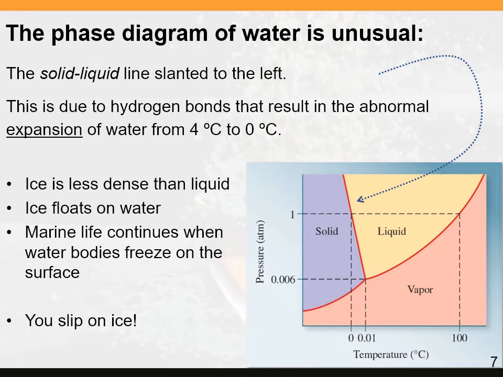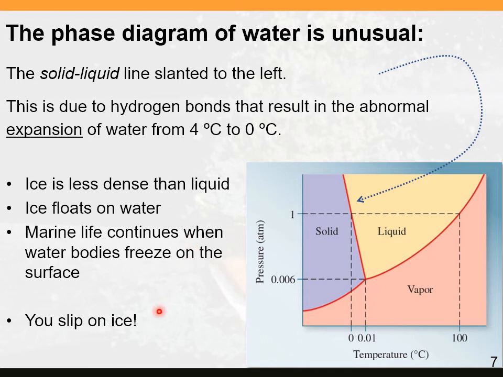The phase diagram of water is unusual because the solid-liquid boundary line is slanted to the left. This is due to hydrogen bonds that result in the abnormal expansion of water as it's cooled down below 4 degrees Celsius. One outcome of this expansion is the fact that ice is less dense than water. For most other substances, their solid state is denser than their liquid, but not for water. As a result, ice floats on water. Of course, we have observed that in our daily lives, and it seems to be the normal, but compared to other substances, this is an unusual property.